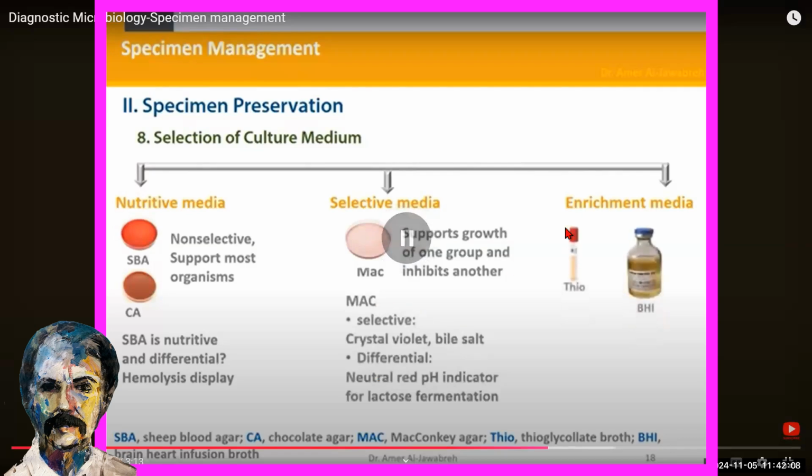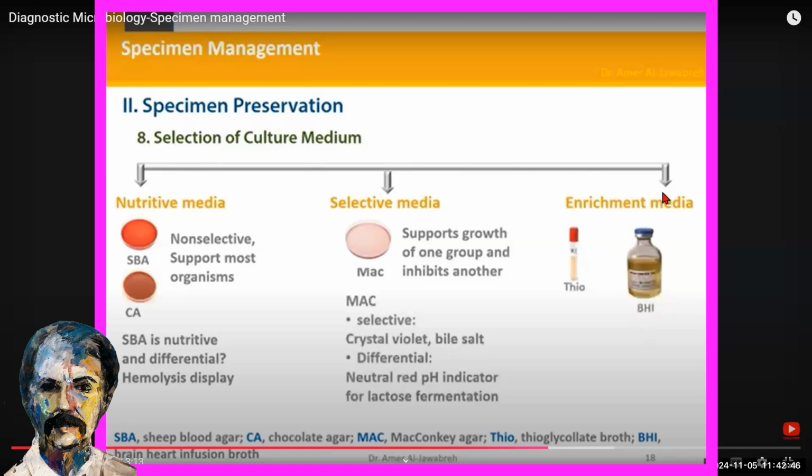And then we have enrichment media. A media supports and boosts the growth of some bacteria and inhibits another. Some bacteria, like for instance in stool, you have only small amounts of bacteria, and you have lots of microbiota. What does this media do? Inhibits the microbiota, and at the same time, this small amount of pathogenic bacteria, it will boost its growth and multiply, which will multiply within 6 hours.